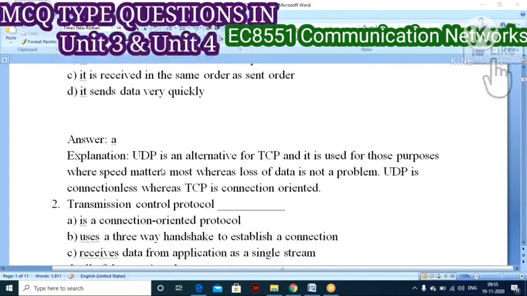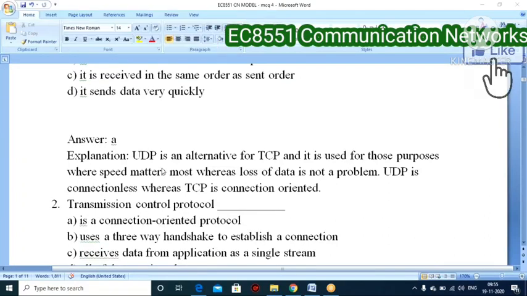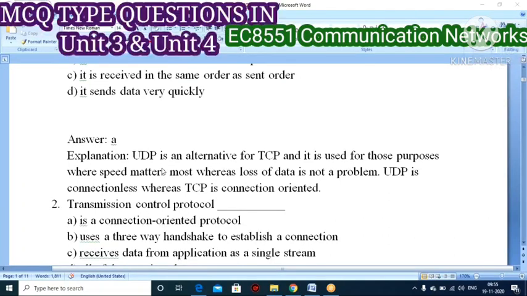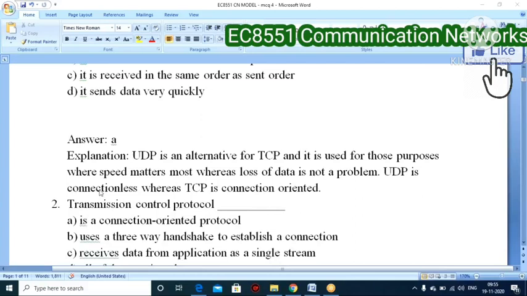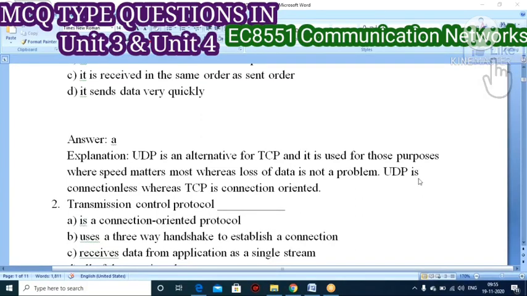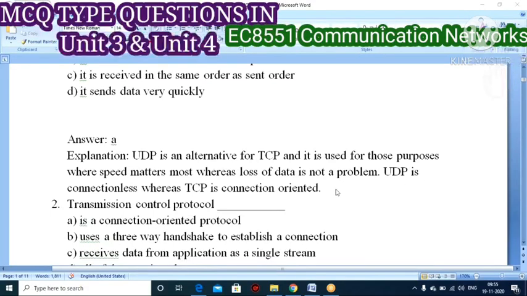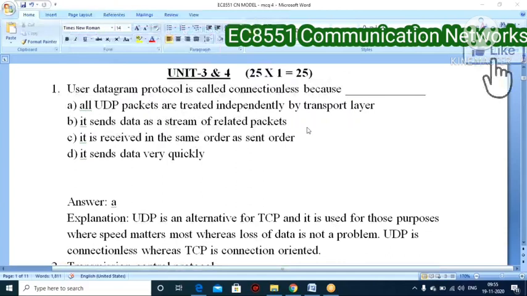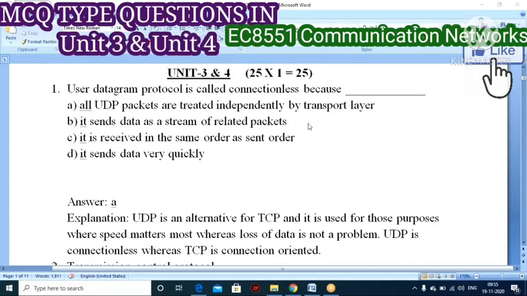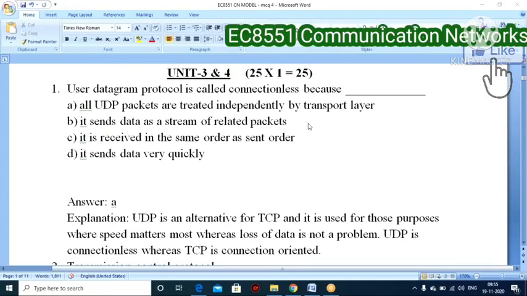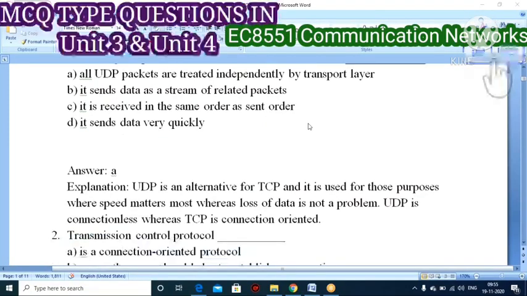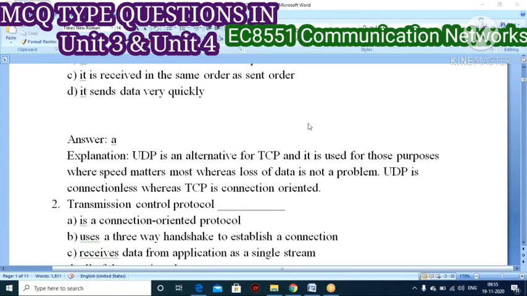So see the explanation. UDP is an alternative for TCP, isn't it? The main purpose of UDP is where speed matters most, whereas loss of data is not a problem. So UDP is connectionless, whereas TCP is connection oriented. This is the explanation for this question. So why is UDP called connectionless? Because all UDP packets are treated independently. This is the reason for the question.